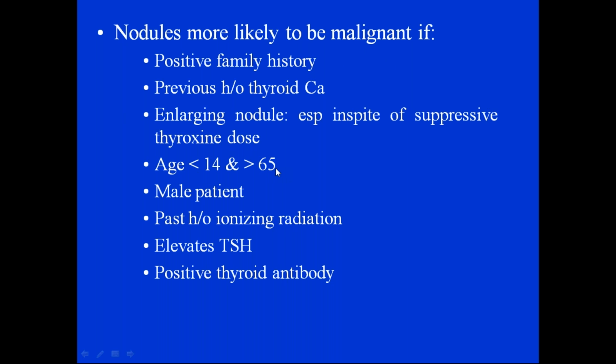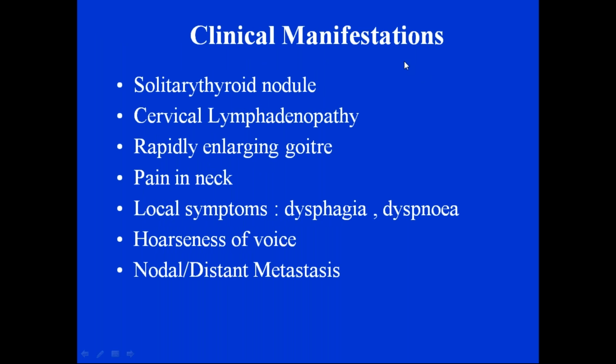Patients less than 14 and more than 65 years of age have more chances of malignant transformation. Thyroid nodules are most commonly seen in females, so if that is seen in a male patient, then the nodules can be malignant. Past history of ionizing radiation, elevated TSH, positive thyroid antibody, all these can give you a conclusion that it can be a malignant disease. What are the clinical manifestations?